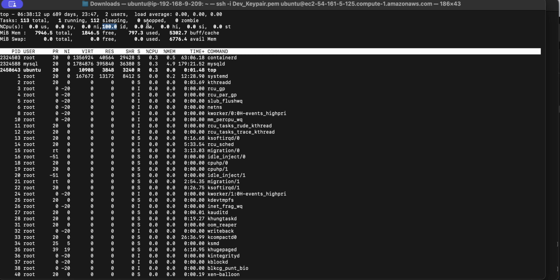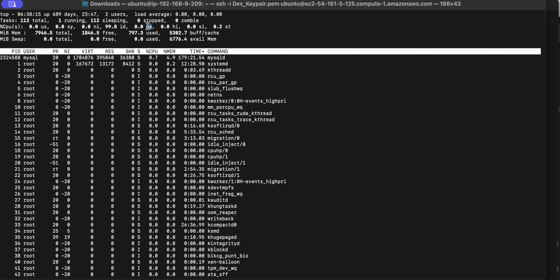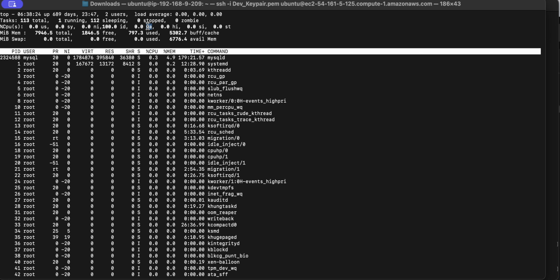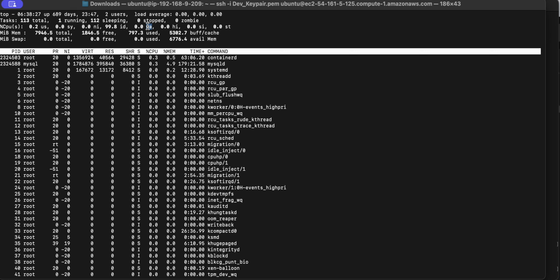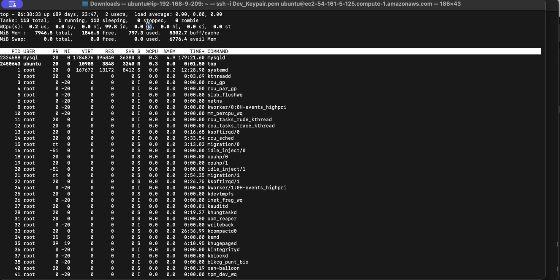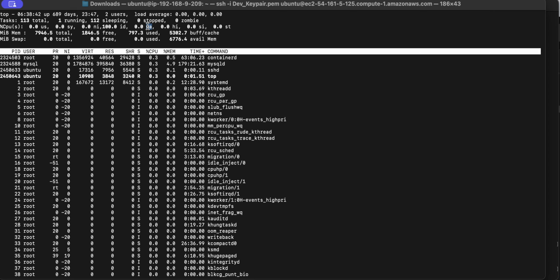Then this wa. WA stands for wait. It means the percentage of CPU time spent waiting, the percentage of CPU which is waiting for input/output processes. It is again 0 because we don't have any process running, so there's no output or input which needs to be provided. That's why it is 0.